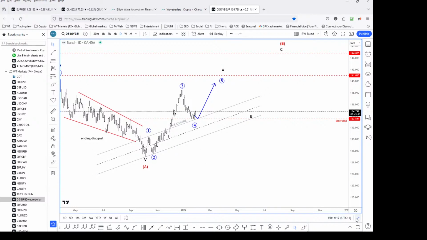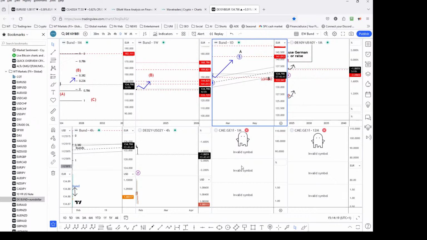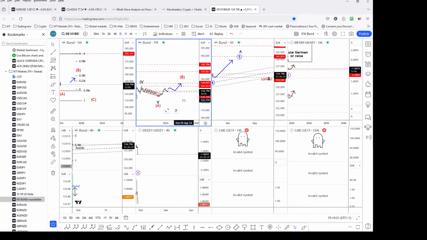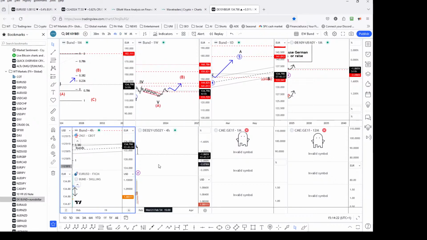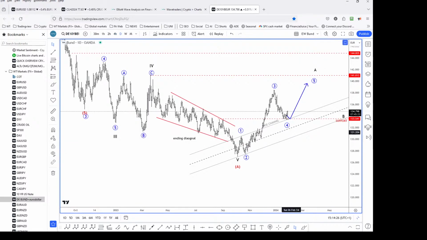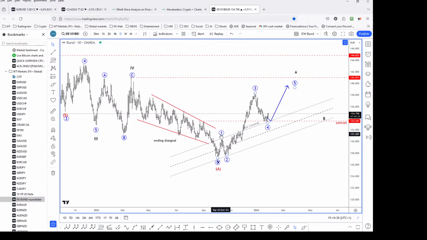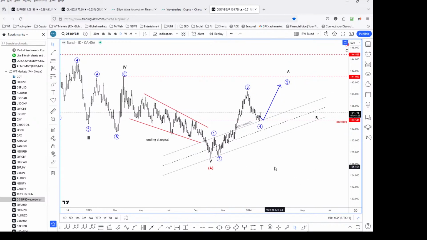Then, of course, even the US dollar will come to the downside, and this will cause a bounce on the euro dollar, right? So I think that even the bund itself is very important to track in connection with the US notes, to have maybe a full perspective.